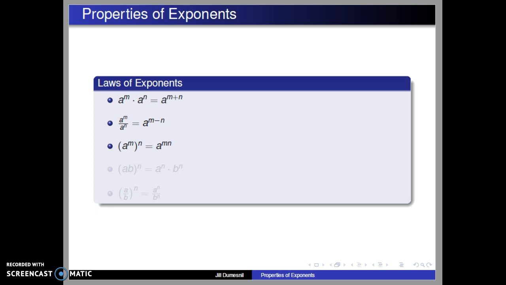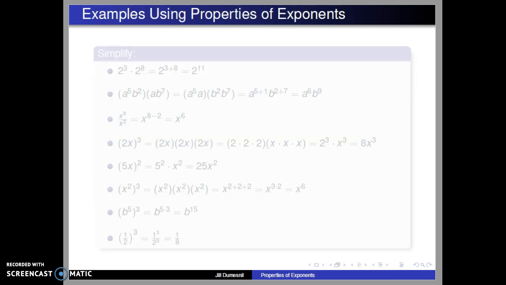To raise a power to a power, we multiply exponents. To raise a product to a power, we apply the exponent to each factor. And finally, to raise a quotient or fraction to a power, we apply the exponent to the numerator and to the denominator. We might comment here that exponents do not distribute over sums or differences. Now let's consider some examples to illustrate these properties.